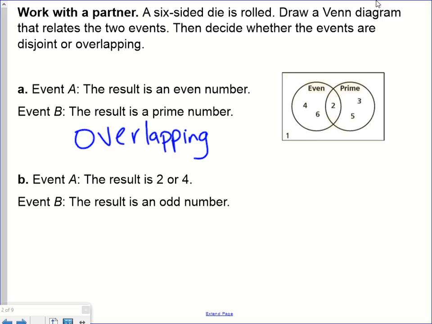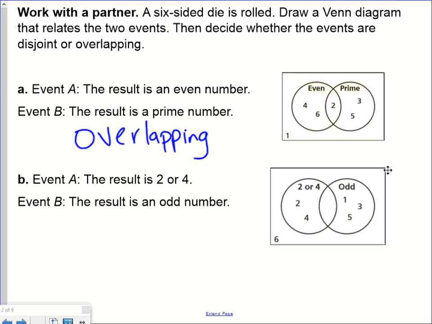Okay, go ahead and pause the video and try the next one. All right, now we're back. Let's check your Venn diagram. So here's what our Venn diagram looks like. The first event asked us to roll a 2 or a 4, so obviously 2 and 4 go in there. The second one asked us to roll an odd number, so 1, 3, or 5, and that leaves 6 outside. So there are no outcomes in both circles. So this is, what's the name? I forget the word. This is disjoint.